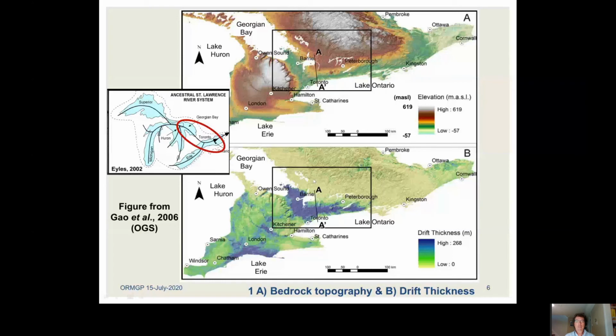And over the last, let's call it 135,000 years, we've preserved or built up a succession of Quaternary sediments that can be over 250 meters thick. And both of these maps I've taken from George Gow's work at the OGS.